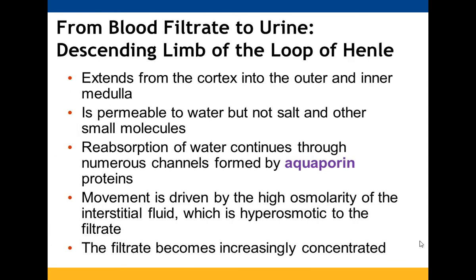And the descending limb of the loop of Henle is where we start to see some changes. This limb extends from the cortex into the outer and inner medulla. Only water is able to leave in this part of the loop of Henle. The aquaporin proteins that we've talked about before allow more reabsorption of water into that interstitial fluid. And that is able to be done passively because interstitial fluid is hyperosmotic to the filtrate, which is moving through the loop of Henle. So, all said and done, as it moves through, the filtrate is becoming more concentrated. There's more particles present compared to the water.